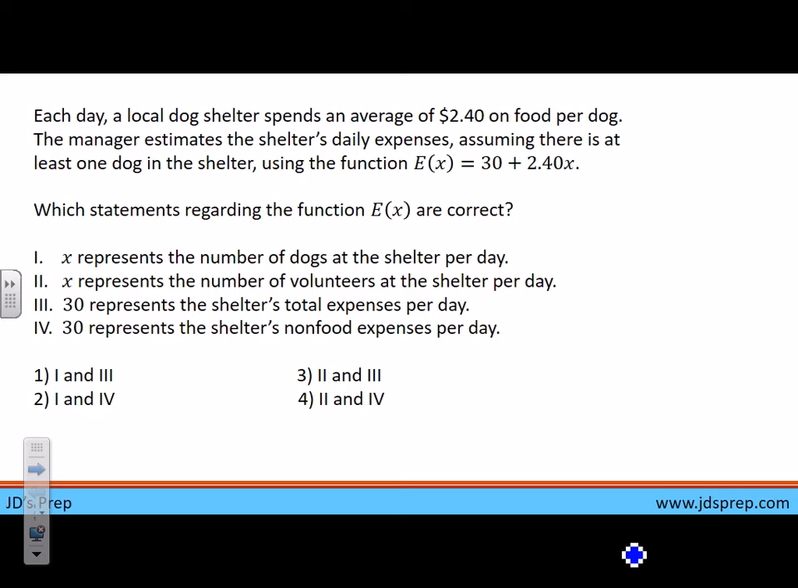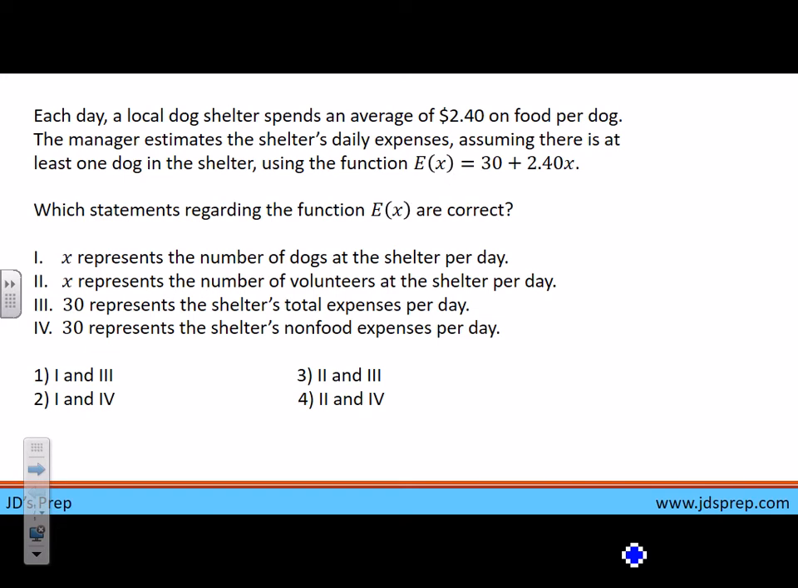And we want to know which of the four statements are correct. The first statement says the variable x represents the number of dogs at the shelter per day. The second statement says that the variable x represents the number of volunteers at the shelter per day. The third statement says 30 represents the shelter's total expenses per day. And the fourth statement says 30 represents the shelter's non-food expenses per day.